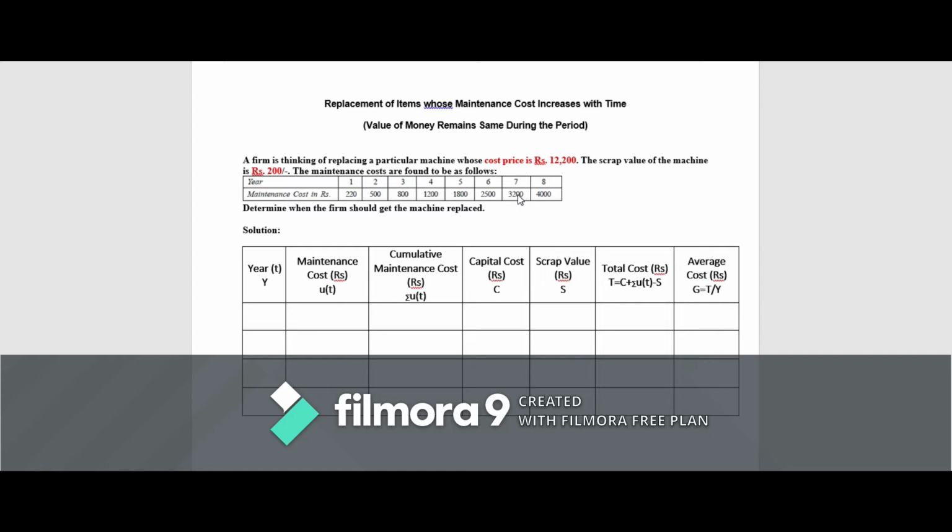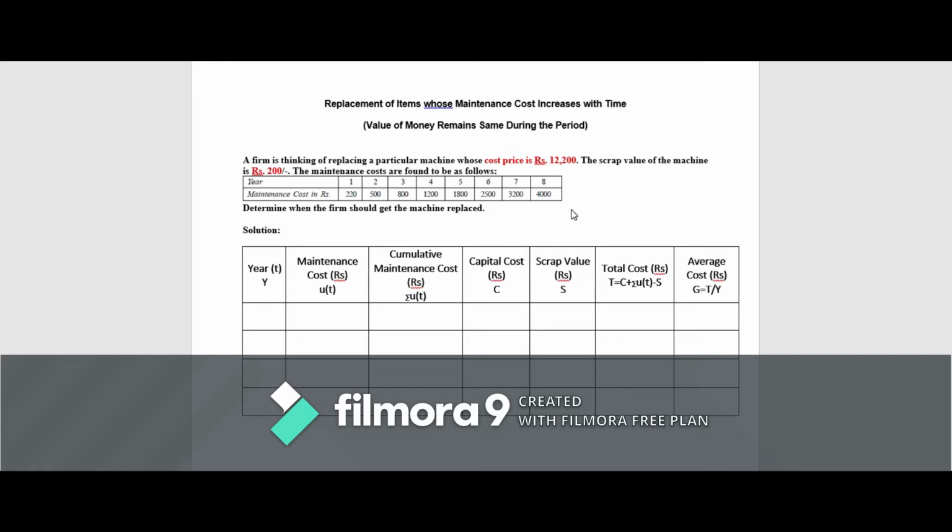The maintenance cost of the machine in each year is given in the table, and we have to find out when the firm should get the machine replaced. So we have to find out the age of the machine that has to be replaced by a new one.